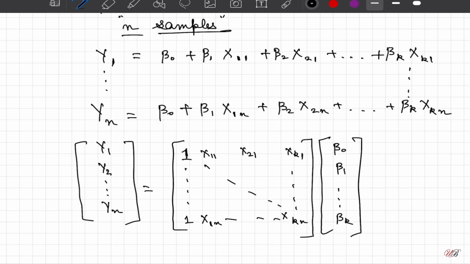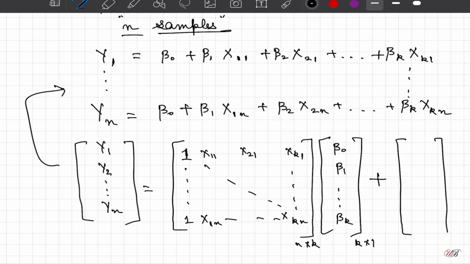Now you can see that if I multiply this matrix, the size of this particular matrix is n rows and k columns, and here I have a vector of size k cross 1. So if I multiply it, I will end up with the same expanded form. But when we are fitting a regression model, as we discussed in the case of univariate regression, there would be some error term associated with the prediction of y1. So we will add an error vector of order n cross 1.